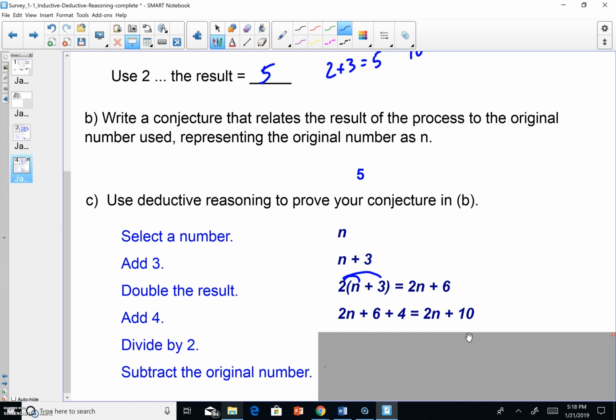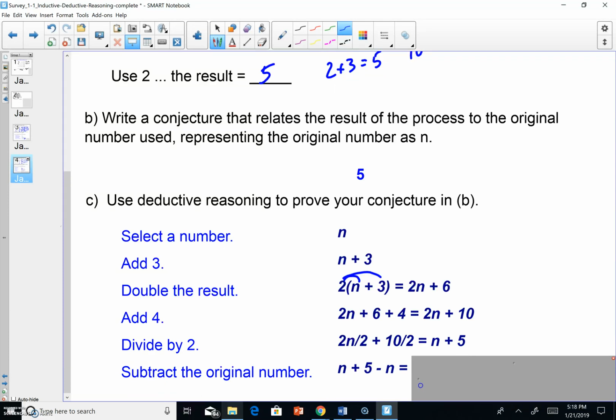Now what about dividing that value by 2? What does that look like when I've simplified it? That's right, we have to do it in parts. We have to do the whole thing. We have to divide the entire amount. So the 2n and the 10, both of them get reduced and we get n plus 5. So then my final thing is to subtract the original number. Well, the original number was n, so when I subtract it, sure enough, I get the 5 I suspected.